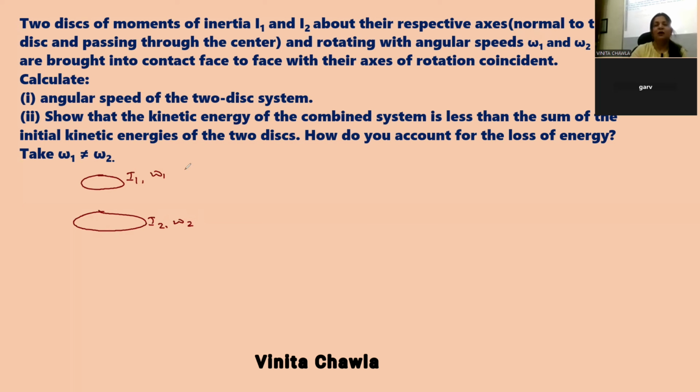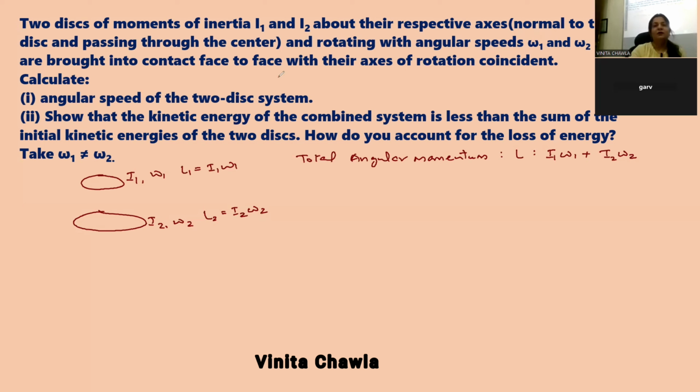We can write their angular momenta. Angular momentum L1 is I1 omega 1. Angular momentum of disk 2 is L2, it's I2 omega 2. Now we can write the total angular momentum of the system. So total angular momentum is denoted by L and it is equal to I1 omega 1 plus I2 omega 2. Okay?